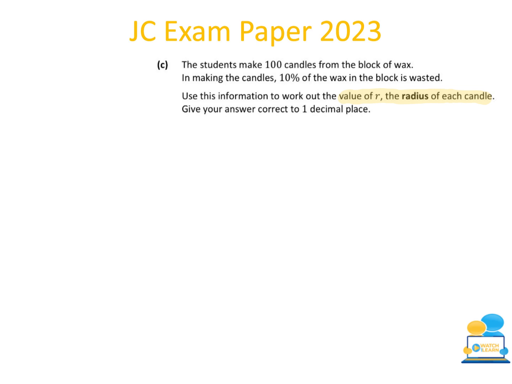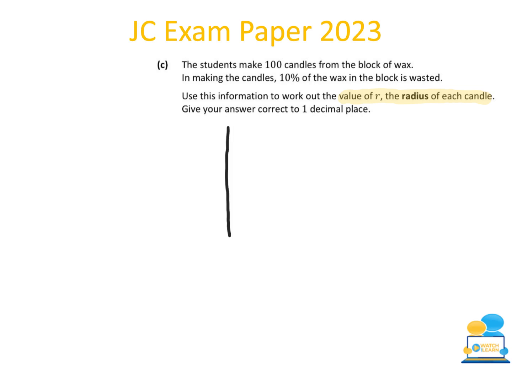To do this, I'm going to use the information at the start of the question, and I'm going to do this in 2 separate parts. Firstly, I'm going to find out what is the volume of 100 of these candles of wax, and secondly, I'm going to find out what is the volume of wax that was used from the original block that we started off with. When I get both of these answers, they will represent the same value, and therefore I can put them equal to each other and hopefully solve for r then.